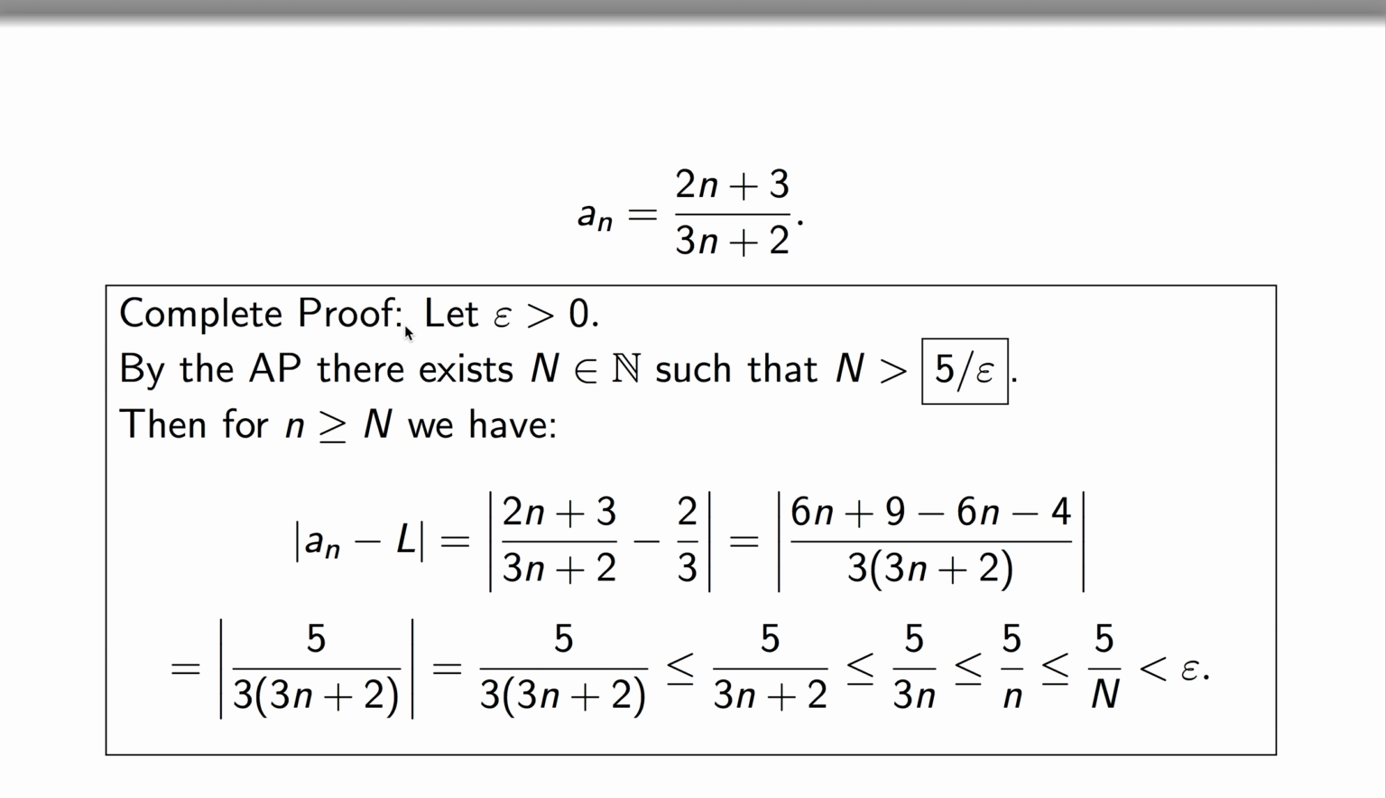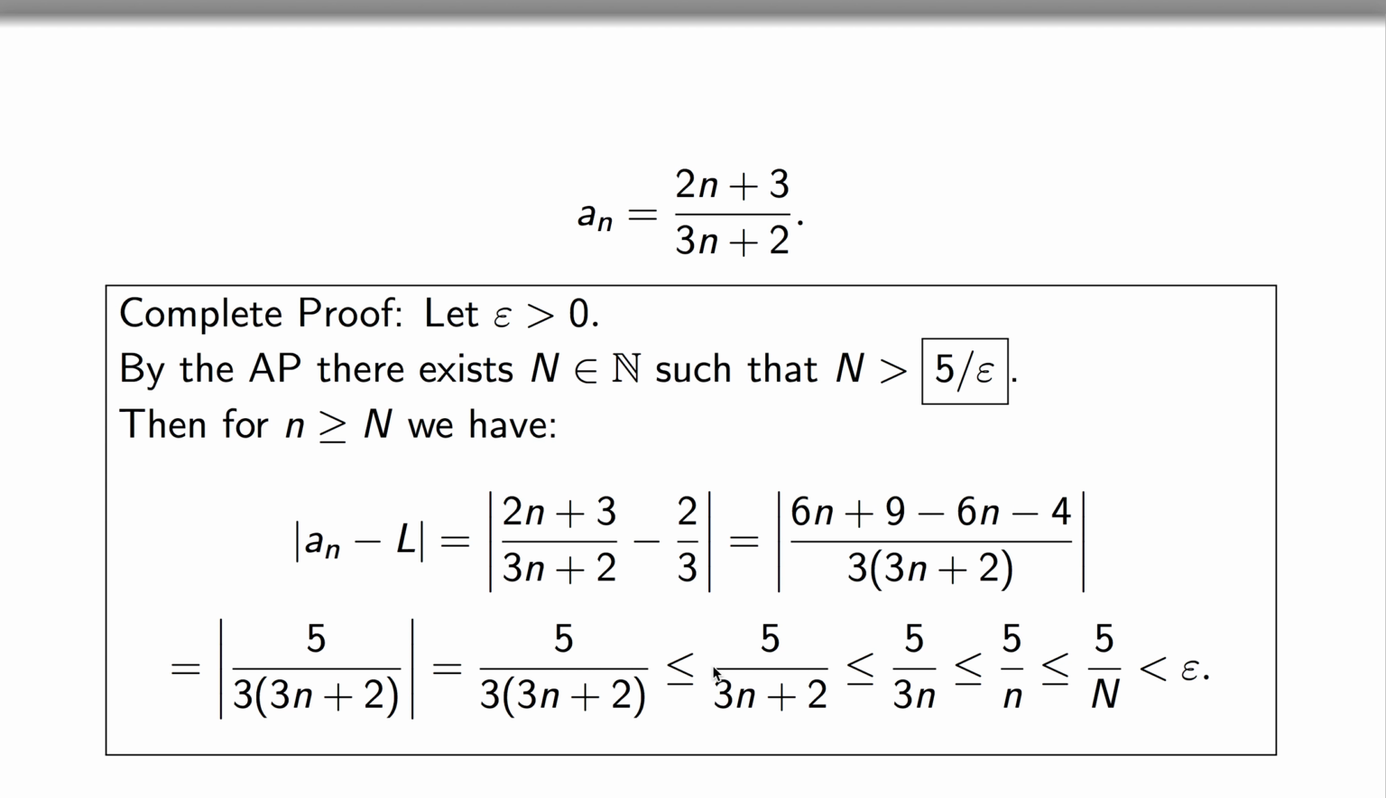Let's read it one more time. We're going to take an arbitrary epsilon greater than 0. By the Archimedean principle, we're going to take some natural number capital N that's bigger than 5 over epsilon. Then we're going to take any natural number n greater than that capital N, and we're going to go through all of these steps. All of these are equal.